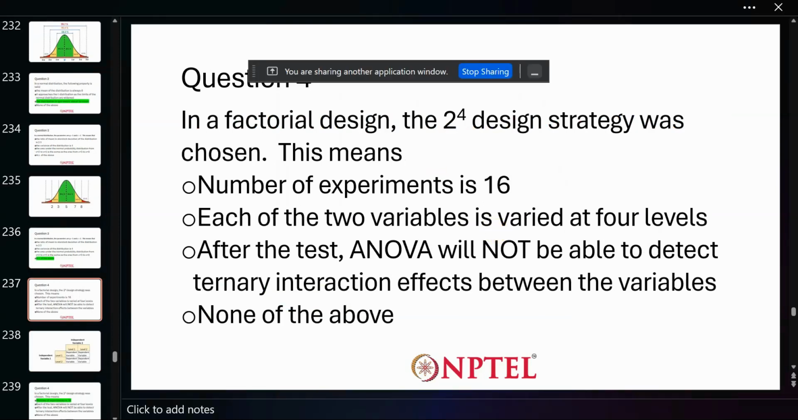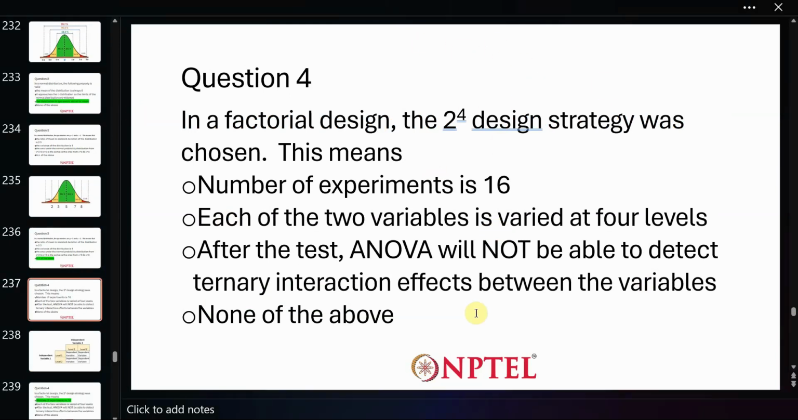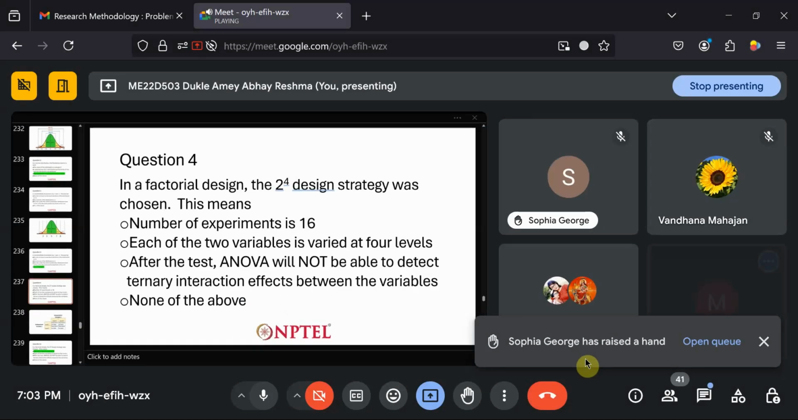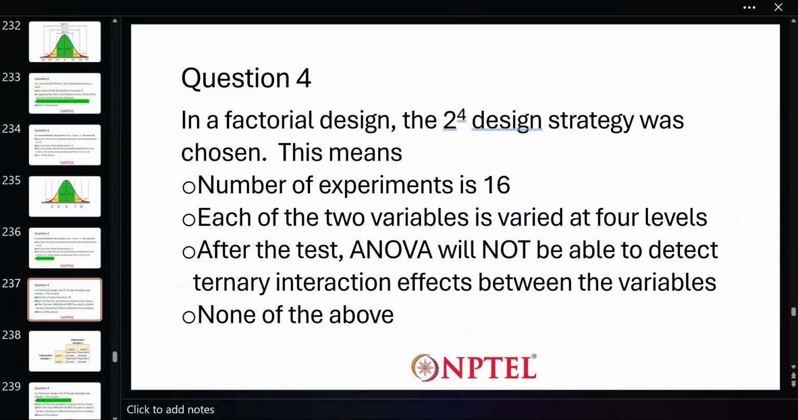Moving to question number 4, in factorial design, the 2:4 design strategy was chosen. This means that the number of experiments is 16. Each of the two variables are at 4 levels.